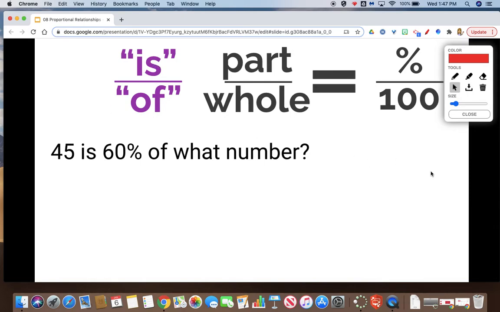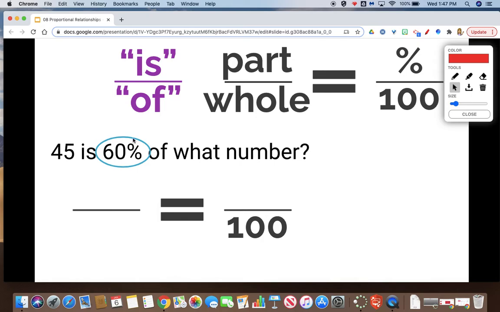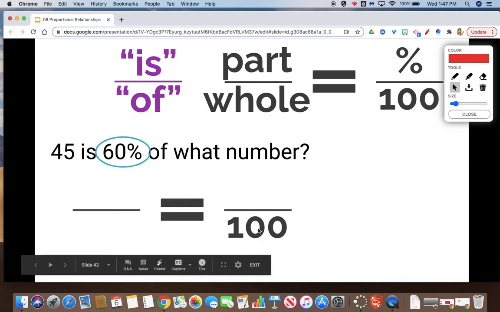Look for our word is. Actually, let's look for our percent first. That one's easier to spot because there's a percent symbol. So anytime we're looking for the percent in a problem, you're always just looking for the percentage sign. That will be an indicator that we have a percent. The percent is always going to go over 100. So we always know we'll have a 100 on the right-hand side on the bottom. And then if we have a percent, we're going to place it over 100.